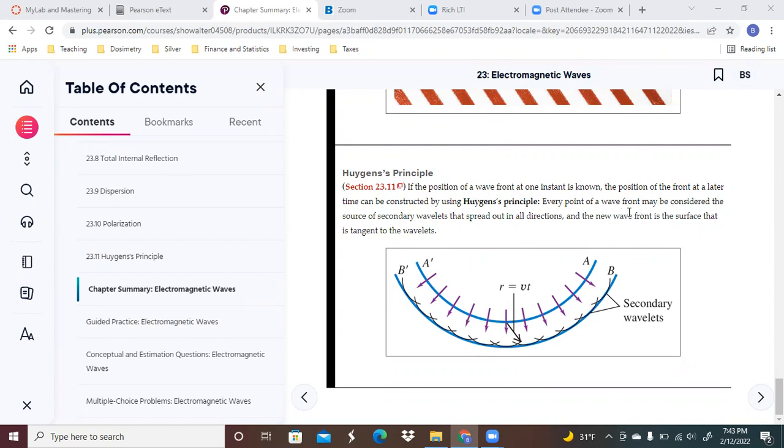Every point of a wavefront may be considered the source of secondary wavelets that spread out in all directions, and the new wavefront is the surface that is the tangent to the wavelets. So you can see here you've got them coming through. Let's say you've got a wavefront at this particular point, and then you're looking at taking points along the wavefront here, representing them as waves.